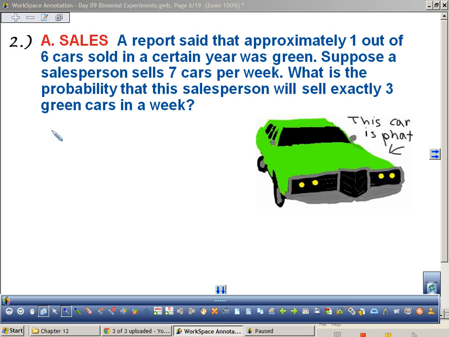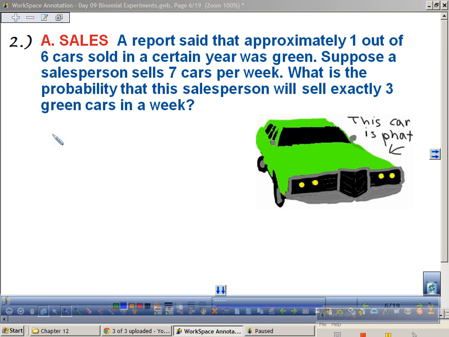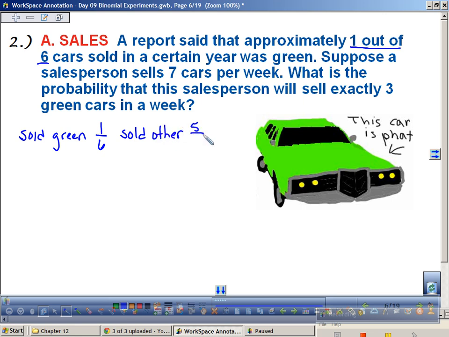So, what kind of problem is this? Right? There's a probability of selling a green car as opposed to the probability of not. What's the probability of selling a green car? 1 out of 6, it says right here. So sold green would be 1 out of 6. So what would be not sold? What would be sold other color? 5 out of 6. There's your 2 probabilities.